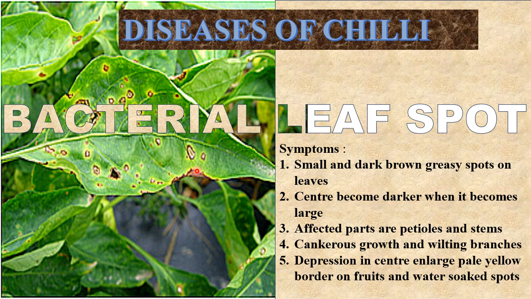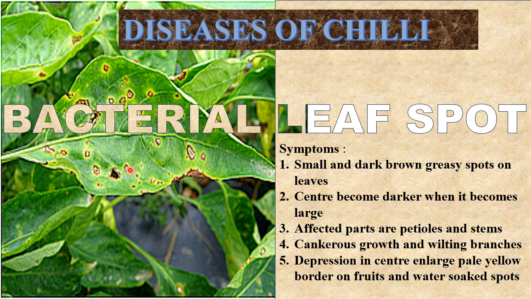The spots coalesce to form irregular lesions. If the severity becomes greater, the leaf turns yellowish; here you can observe some yellowish dots. As these dark spots increase and irregular lesions form, yellowing of the leaf can be seen in this disease of chili.